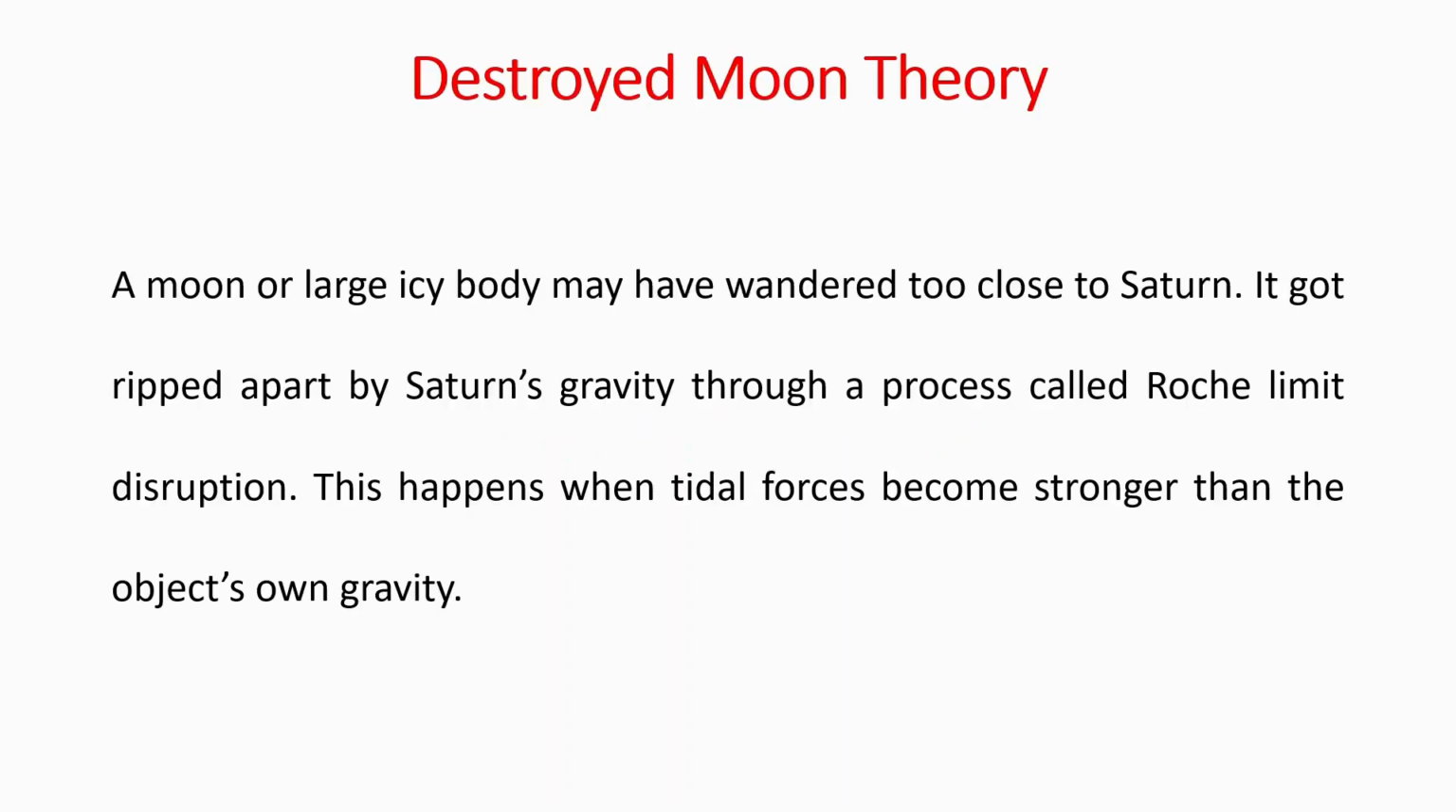So the origin of the rings, that is what we are going to learn now. One theory is the destroyed moon theory. What is the destroyed moon theory? A moon or an icy body may have wandered too close to Saturn. So why are you calling it an icy body?